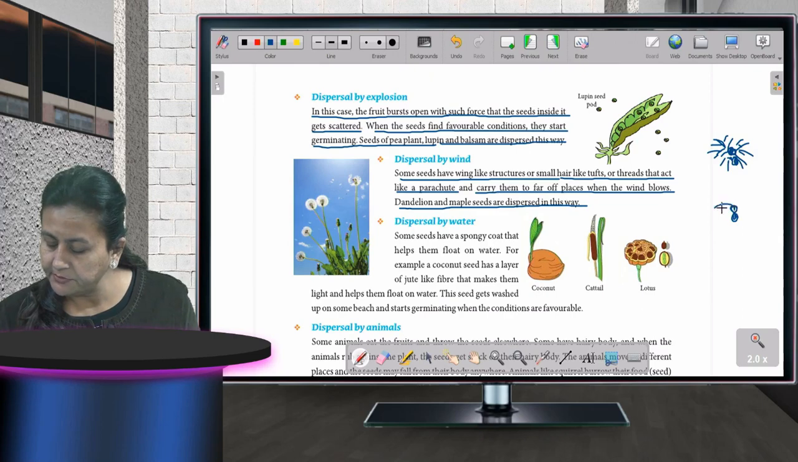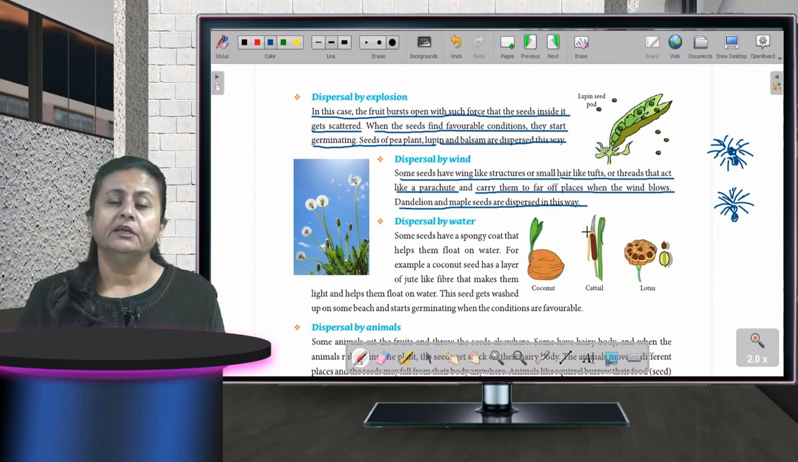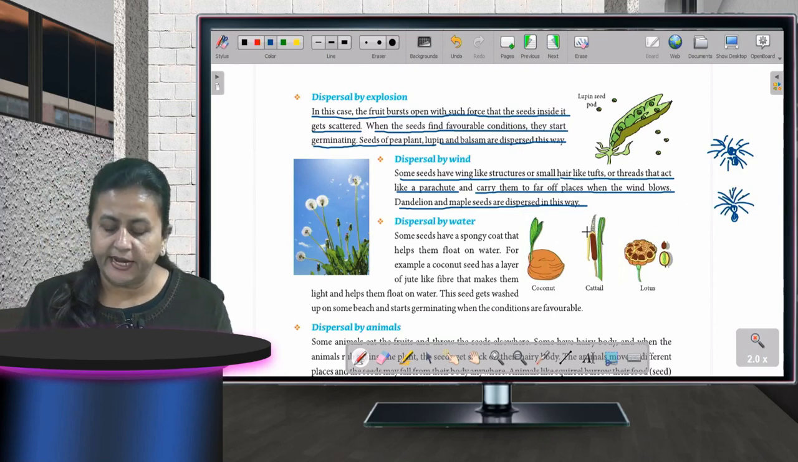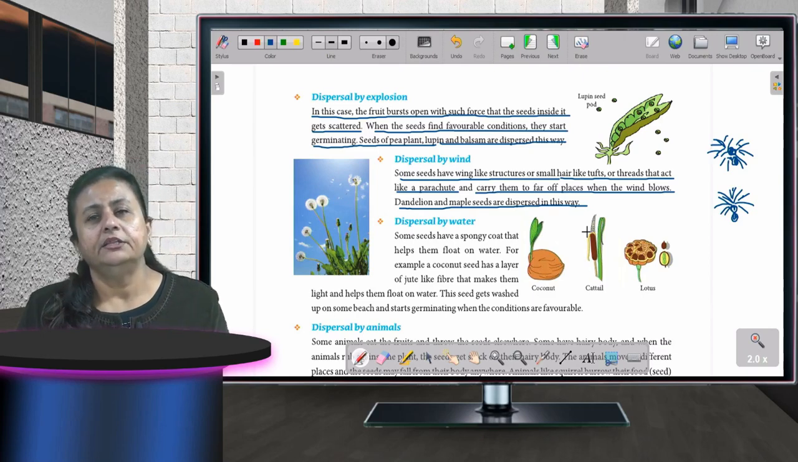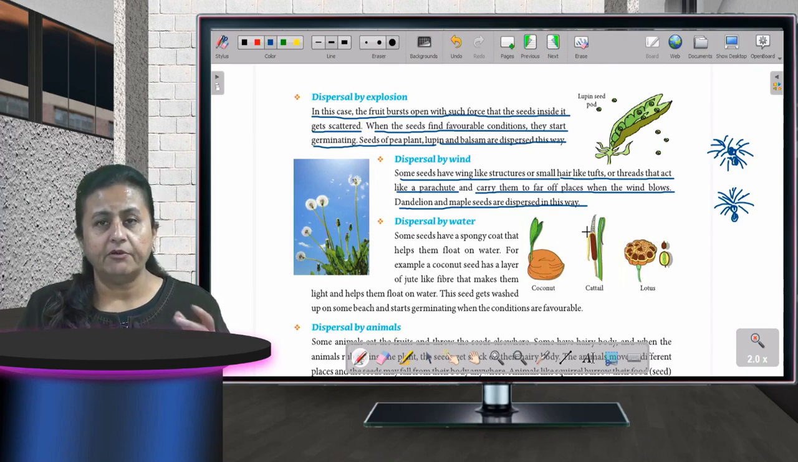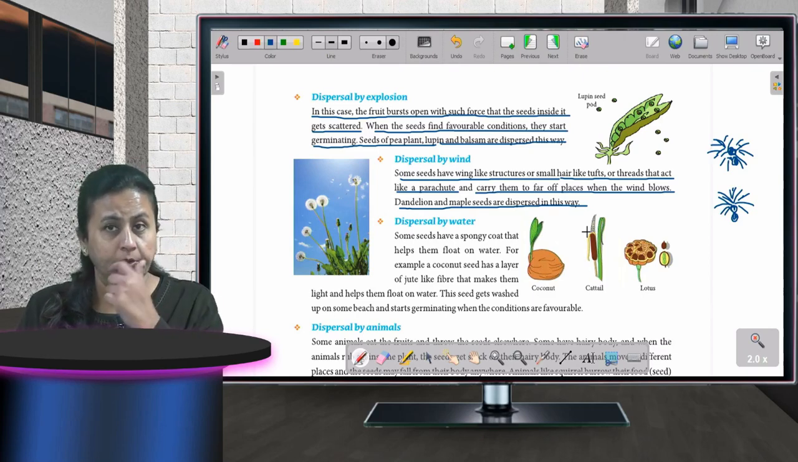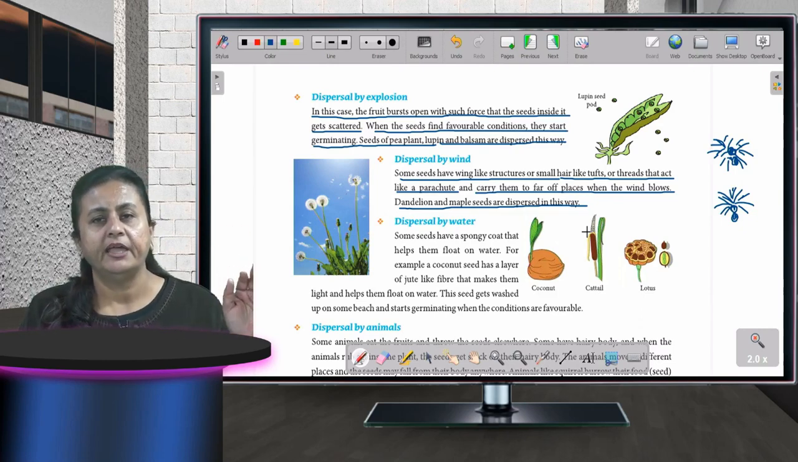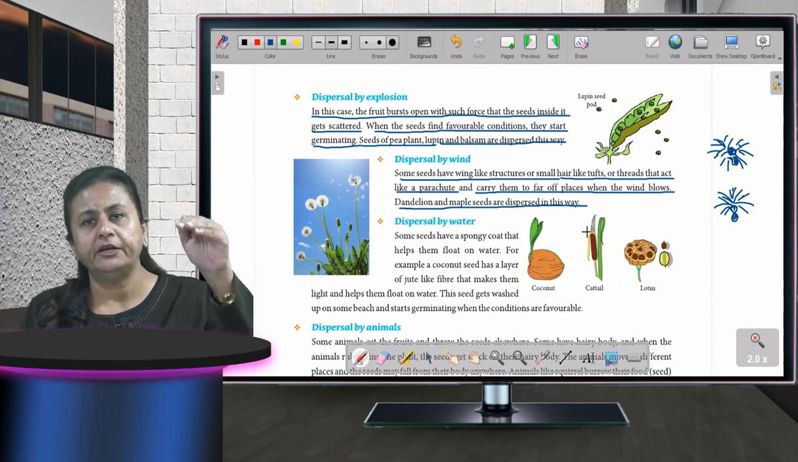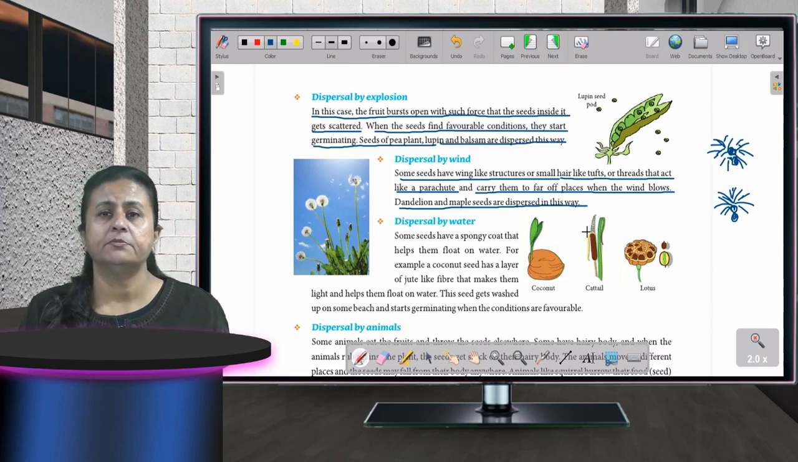You can see this, especially in summers, it is blowing everywhere. So this is nothing but a dandelion. These seeds have a parachute-like structure. When the wind blows, they start blowing with the wind, and wherever the wind stops, they fall down, and if they find proper favorable conditions for growth, they start growing. Otherwise they keep on moving with the wind.